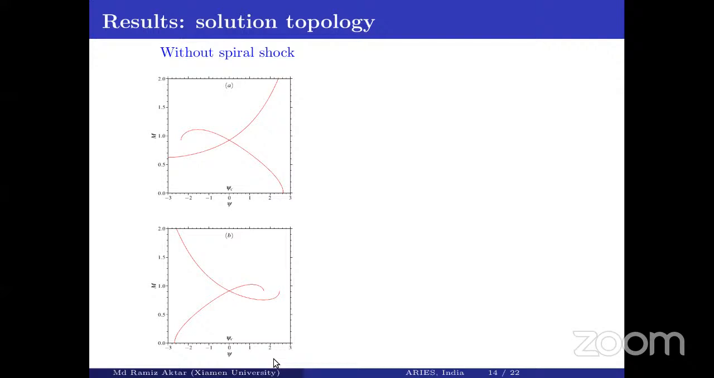So now let's discuss the solution topology. Initially we know all the flow parameters cannot form the spiral shocks. So first we investigate the solution topology where there are no spiral shocks. Here I showed two solutions where we plot the Mach number in terms of the spiral coordinate. This is basically the saddle type sonic point. The upper panel is for lower pitch angle, and this is for higher pitch angle.